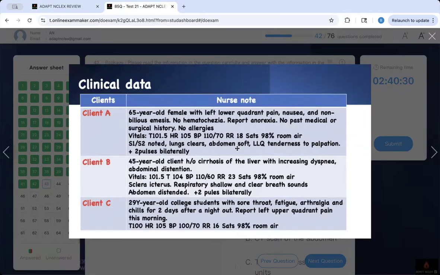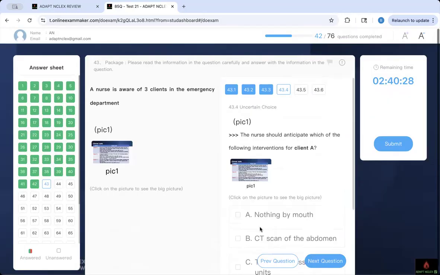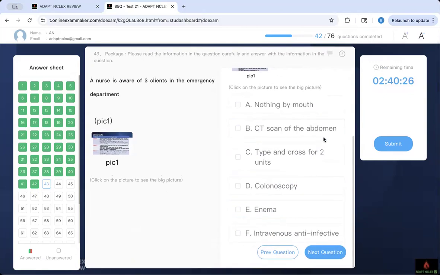Client A, diverticulitis. What are you going to do? Nothing by mouth. CT scan of the abdomen, type and cross, colonoscopy, enema, IV antibiotic. You see what I'm doing? I'm trying to take you left and right, so that you can figure out what you need to do. This is the way the multiple case study works. When they give you a patient, just focus on them. Don't worry about the other one.